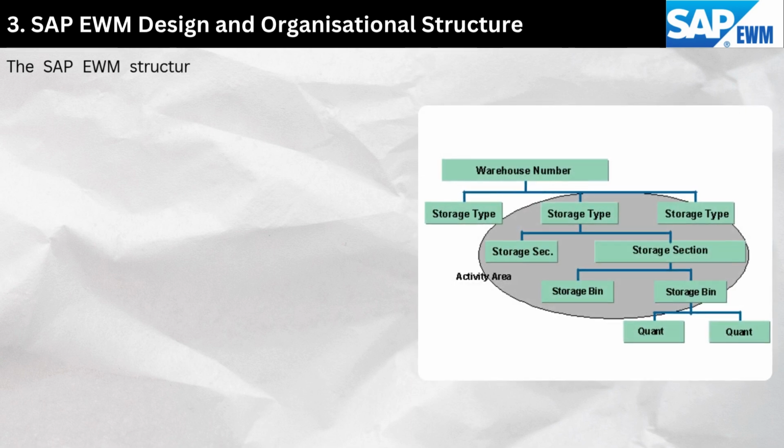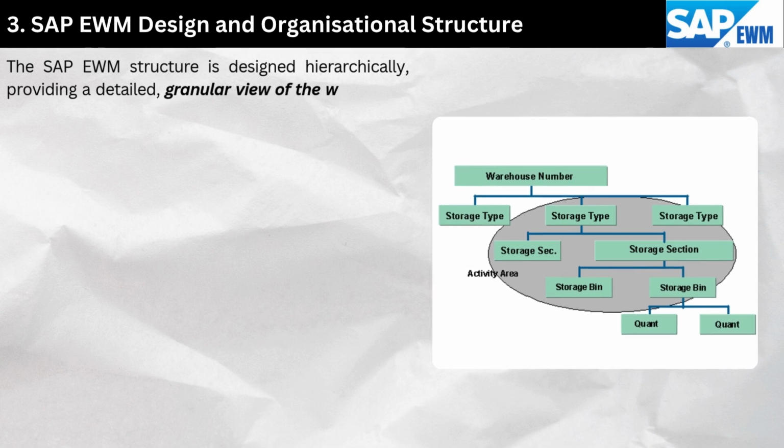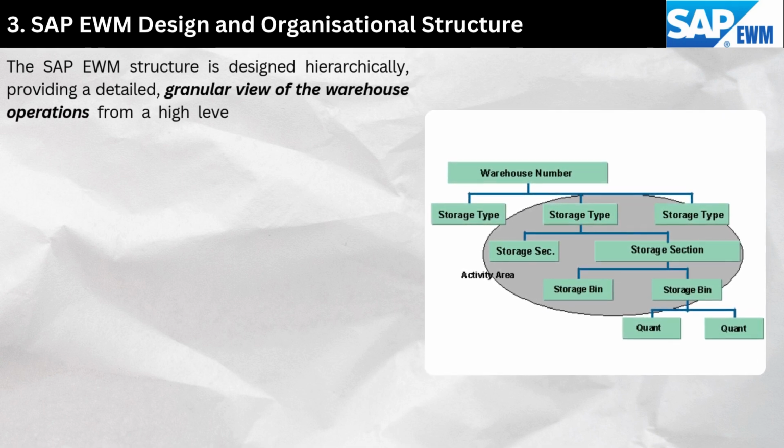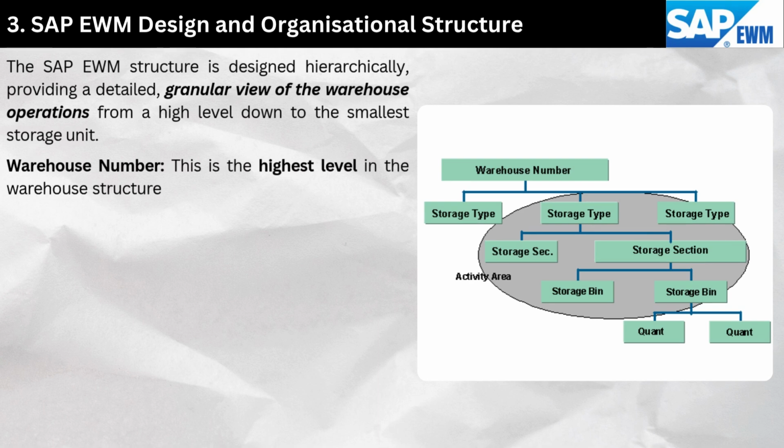3. SAP EWM design and organizational structure. The SAP EWM structure is designed hierarchically, providing a detailed, granular view of the warehouse operations from a high level down to the smallest storage unit. Warehouse number. This is the highest level in the warehouse structure and manages the entire physical warehouse.